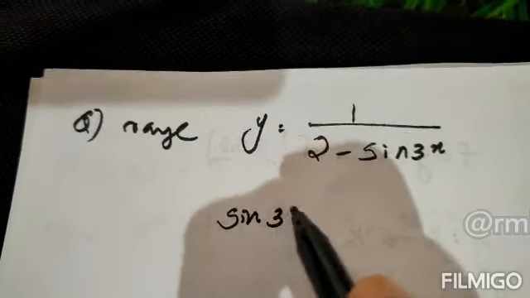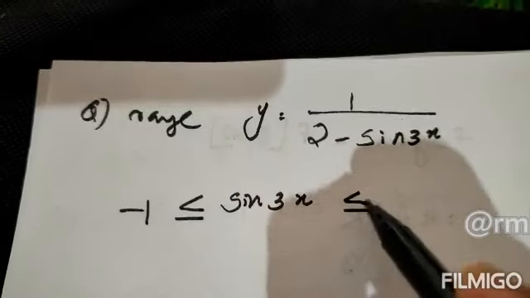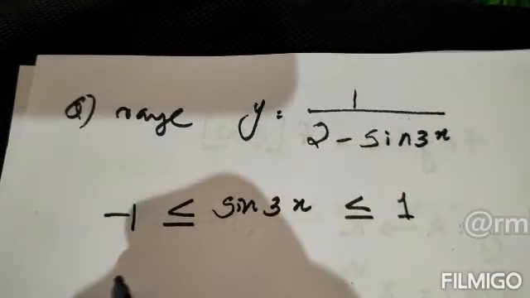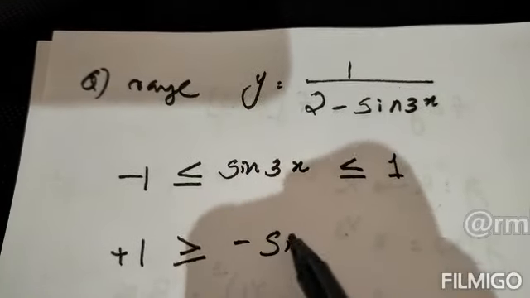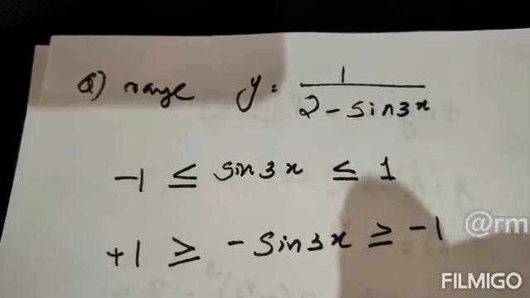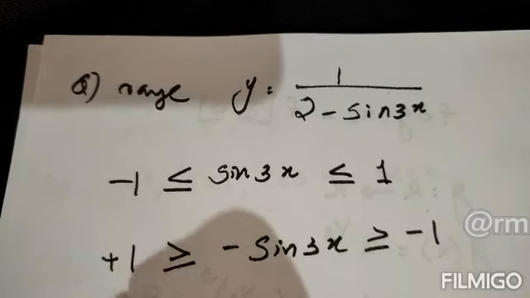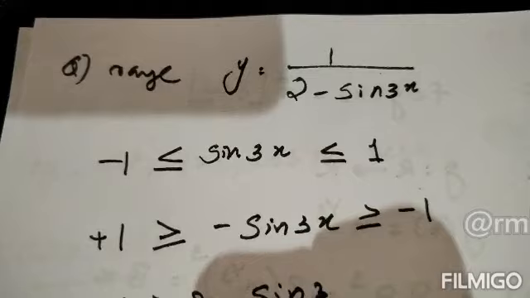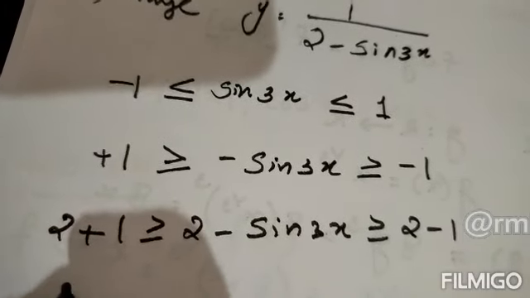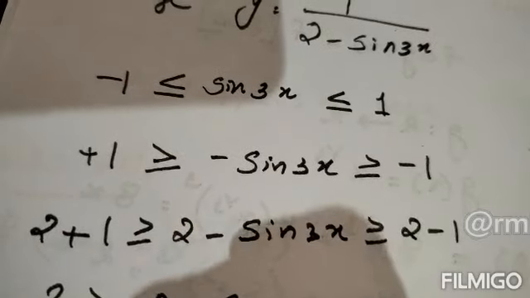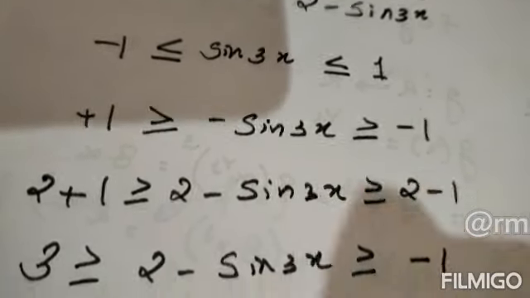Find the range of the function y = 1/(2 - sin 3x). We have the range of sine is between -1 and +1. Multiplying by a minus, this one is +1, and when multiplying by minus, the inequality sign changes, -1. And adding 2, 2 + 1 greater than or equal to 2 - sin 3x greater than or equal to 2 - 1. Addition by a positive number does not change the inequality. 3 is greater than or equal to 2 - sin 3x, which is greater than or equal to 1.